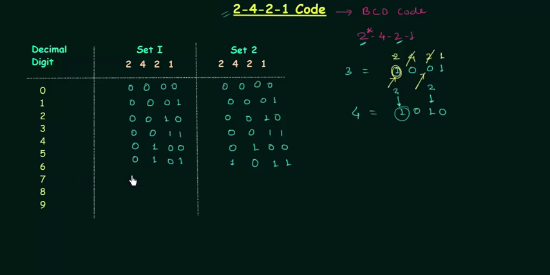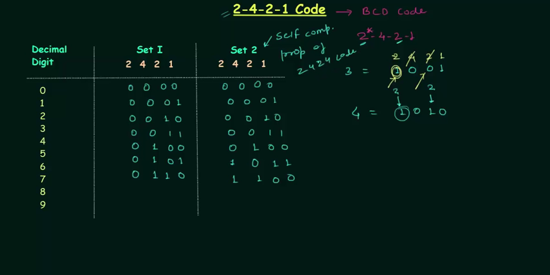6 is represented like this in set number 1, and 6 is represented like this in set number 2. 4 plus 2 is 6, and 2 plus 4 is also 6. In this set, we are just trying to have the bits with lower significance, and in this set, we are implementing the self-complementing property of 2421 code.